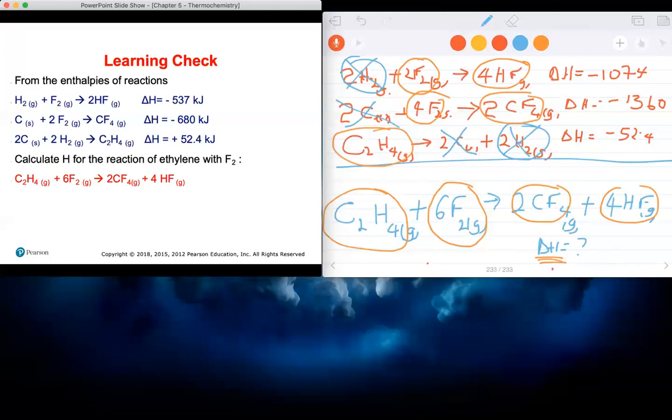This means for the overall reaction, I will add 1074 plus 1360 plus 52.4. And all of them, this is negative 2486.4, and it is in kilojoules. This is what we call Hess's law.